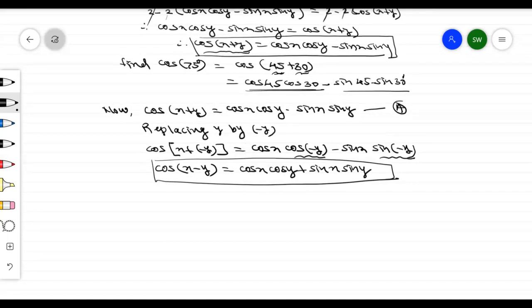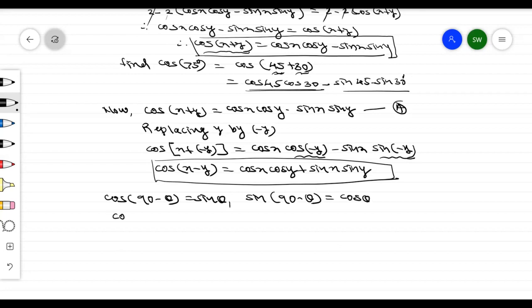So you have learned in class 10th that cos of 90 minus theta equals sin theta, and sin of 90 minus theta equals cos theta. So 90 I can write as pi by 2: cos of pi by 2 minus theta will be sin theta, and sin of pi by 2 minus theta will be cos theta.